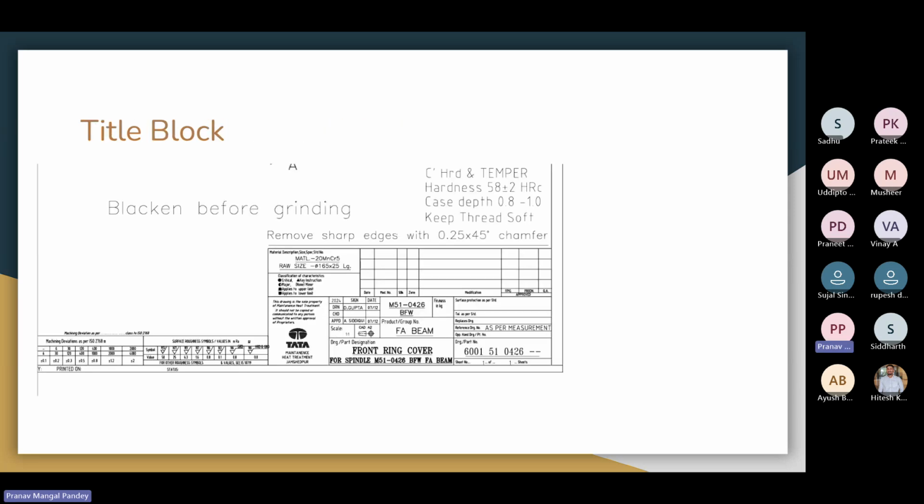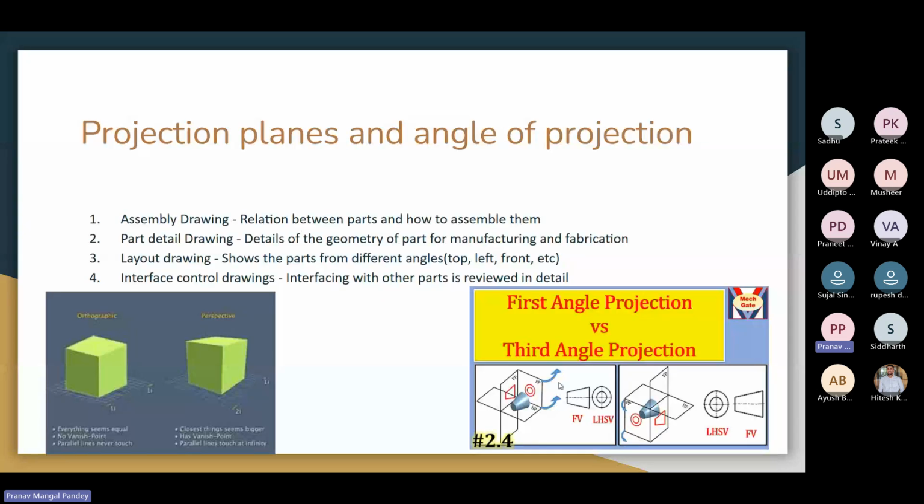So in this diagram, you can see this is the first angle projection, and that is symbolized by first having the front view, then the left hand view. In the third angle projection, you will have the left hand view first and then the front view. So you have to make sure that you see either this symbol or somewhere it is written whether it is the first view or the third view.